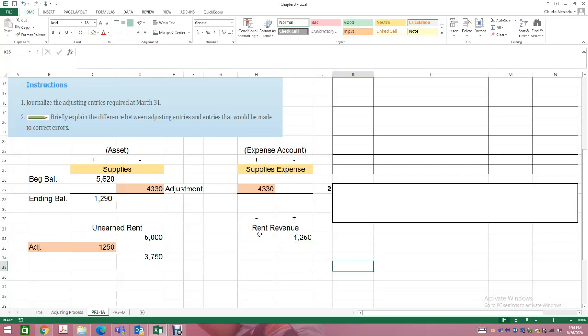So the first column is always debit. The second one is always credit. So what's going to happen here, okay, is I'm going to go ahead and record a debit to unearned rent because now I've actually earned it. So I have to reduce my unearned rent balance by $1,250. And I'm going to record my rent revenue of $1,250. I have a debit and I have a credit.